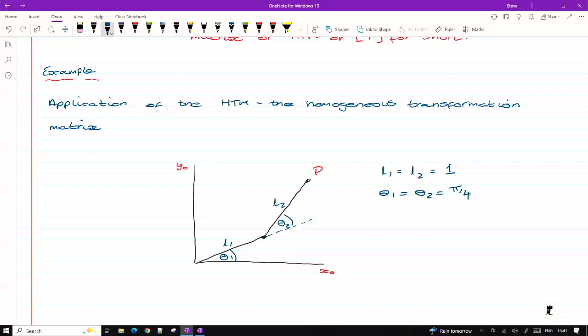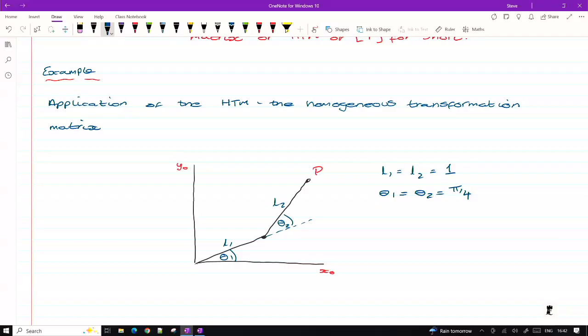So for this problem, L1 equals L2 equals 1 unit length, okay? And the angle of rotation is going to be pi by 4. So they're kind of typical of what I'd put in an exam. I'm not going to ask for any crazy angles or put in any really obscure lengths of the robot to make things difficult for you. So do look out for that when you're in an exam type situation.